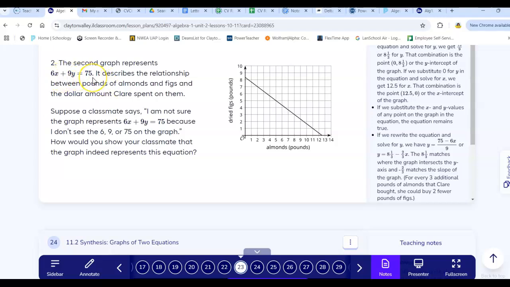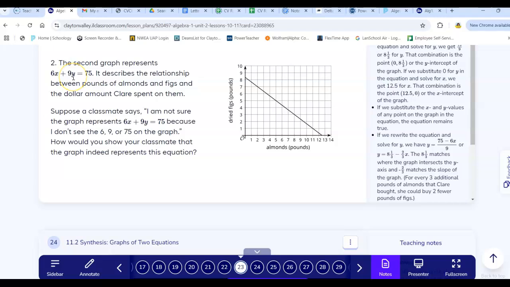So the way that you have to approach this problem is if a classmate says, wait a minute, I don't know if this represents this situation because I don't see a 6, a 9, or a 75 on the graph. Well, the way that you would fix that for your fellow classmate is you would say, hey, how many pounds of almonds could she buy if she didn't buy any figs?